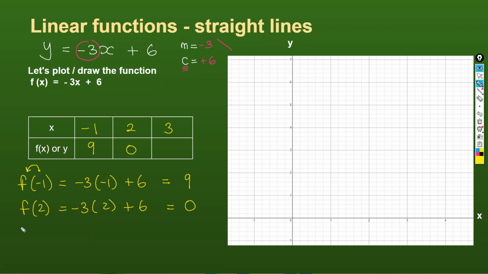Right, so let's try the last one there. f(3): -3 times 3 plus 6. I'm getting -3. All right, so let's look at the problems now.